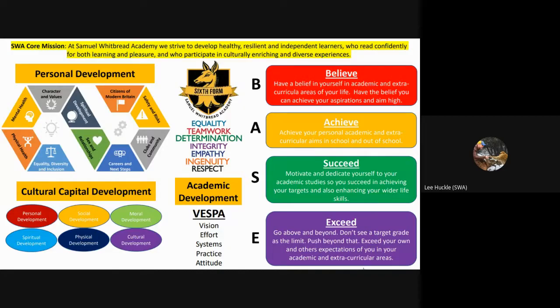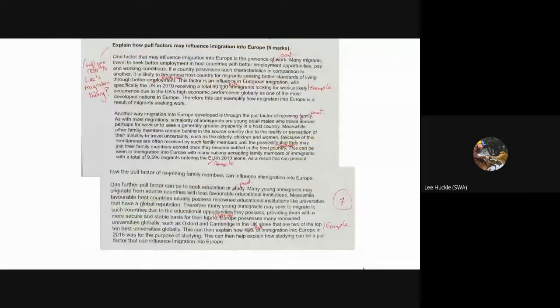What I started this lesson with was an 8-mark exam question, along with a model example answer, which secured 7 out of 8. A bit of a harsh marking going on here by me, but just to prove the point, there was a little something that could have been added in here. Now, the 8-mark question was: explain how pull factors may influence immigration into Europe.